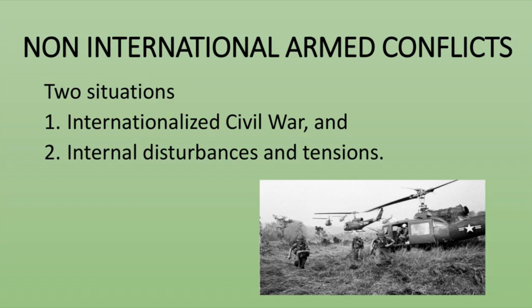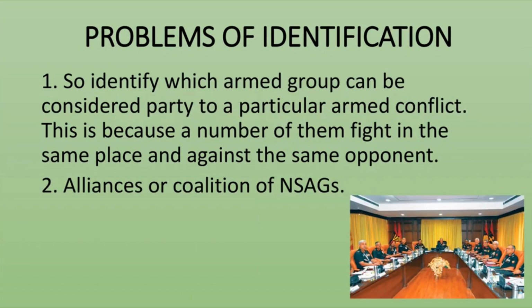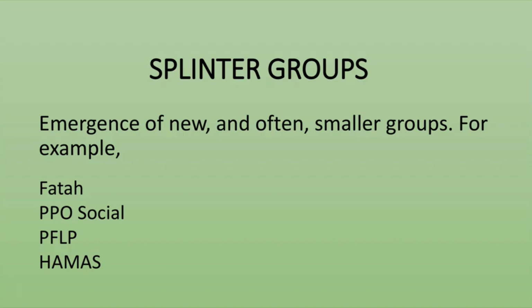This war is of a non-international armed conflict, NIAC being the abbreviation used. There could be two situations. Either it's a civil war where one of the parties has been internationalized, or there are only rebels, insurrections, etc. A major challenge is to carry out identification, because armed groups are in the shape of splinters. Just to illustrate, the problem in Gaza right now has a number of insurgent groups as indicated here, Fatah, PFLP, and others, all of which are helpers of Hamas.